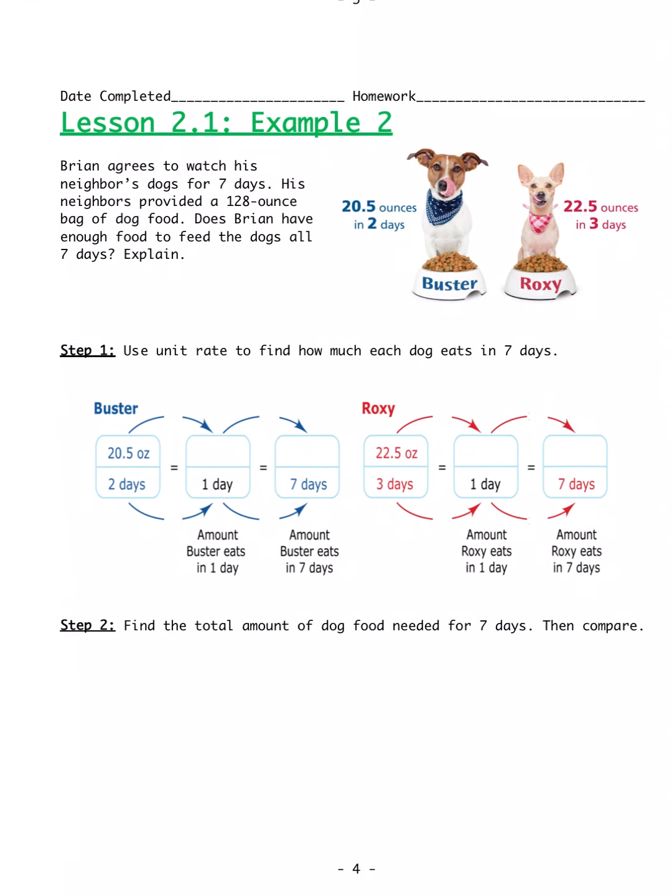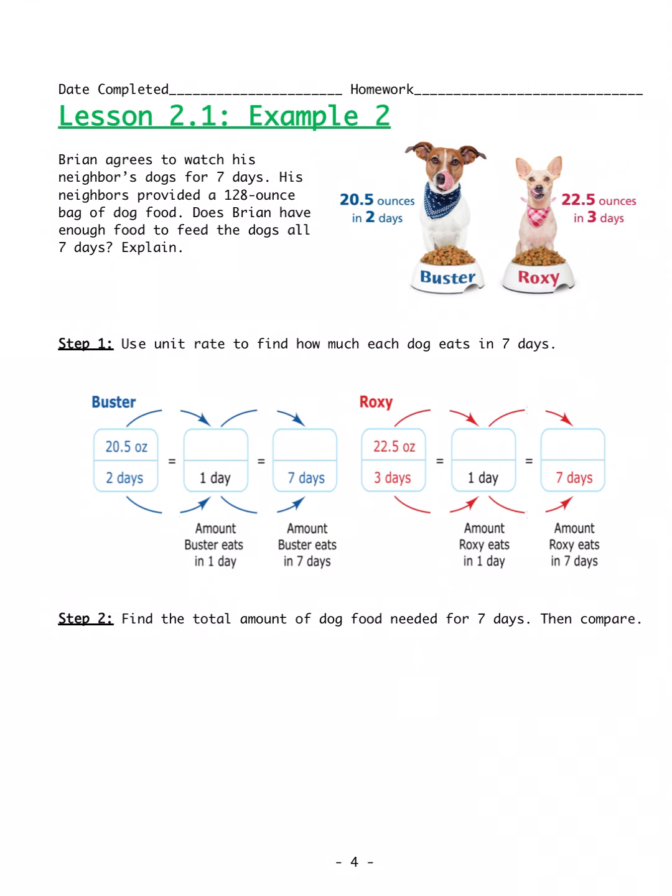Example 2 says Brian agrees to watch his neighbor's dog for 7 days. His neighbors provide a 128 ounce bag of dog food for both dogs. Does Brian have enough food to feed the dogs all 7 days? We have to explain how we know. Our first step is to use the unit rate to find how much each dog eats in 7 days. So we're going to start with Buster, the dog in blue.